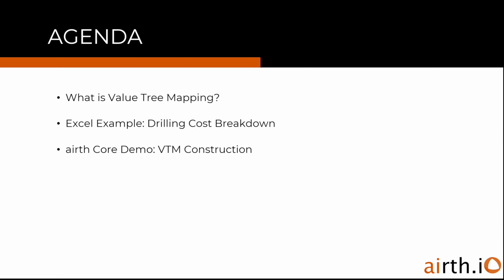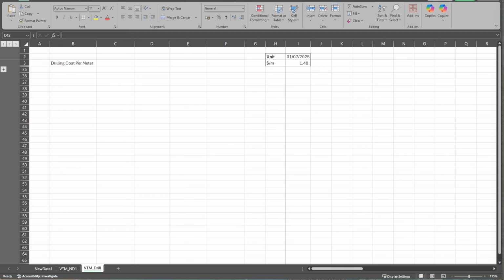Now, let's move to a practical example in Excel. Let's start by examining the drilling cost per meter KPI in Excel. We begin in Excel because the very first and generic use of value tree mapping is often manual in Excel. These structures can be built in spreadsheets where each formula breaks the process into smaller components. As new inputs are added, they can be manually updated and visualized with lots of steps required. Later on, we will implement the same logic in Earthcore. But for now, we want to walk through the logic step by step here in Excel.